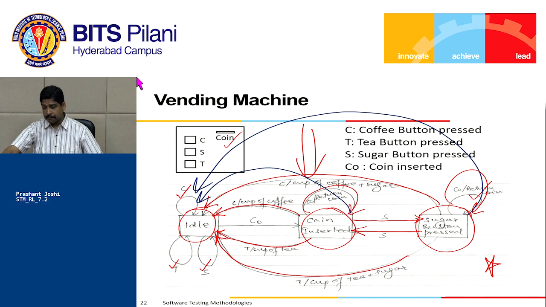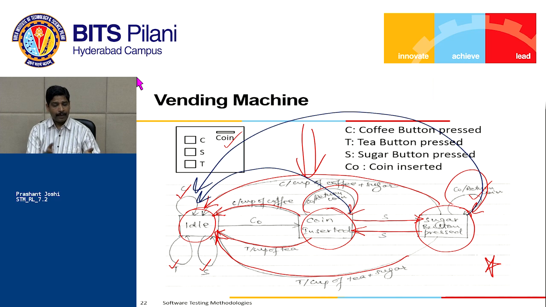So one part is the design piece. Second is the modeling piece, what we did for the vending machine. And because of this modeling, we are now able to figure out the issues in the model. And as we understand the model and the system better, we will be able to design better test cases.